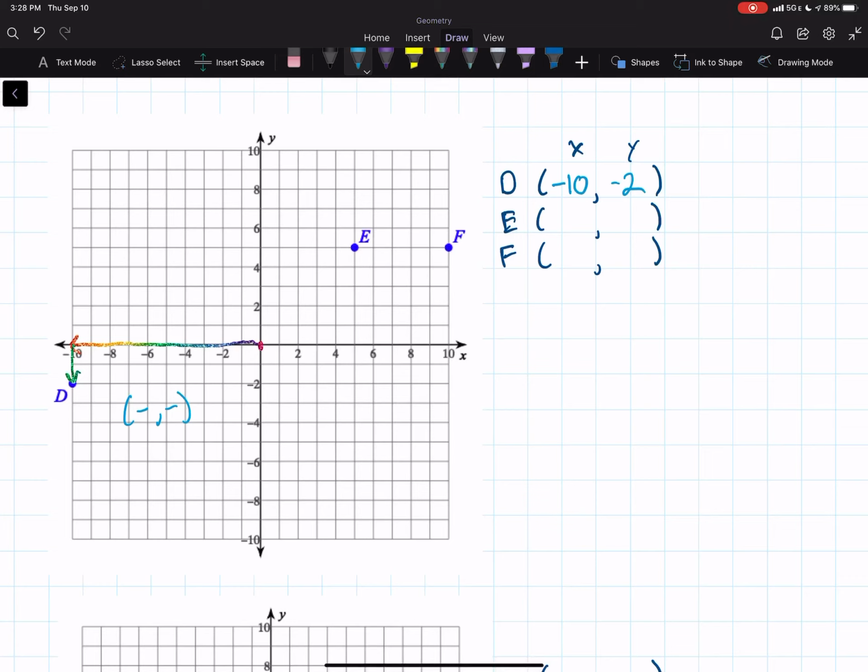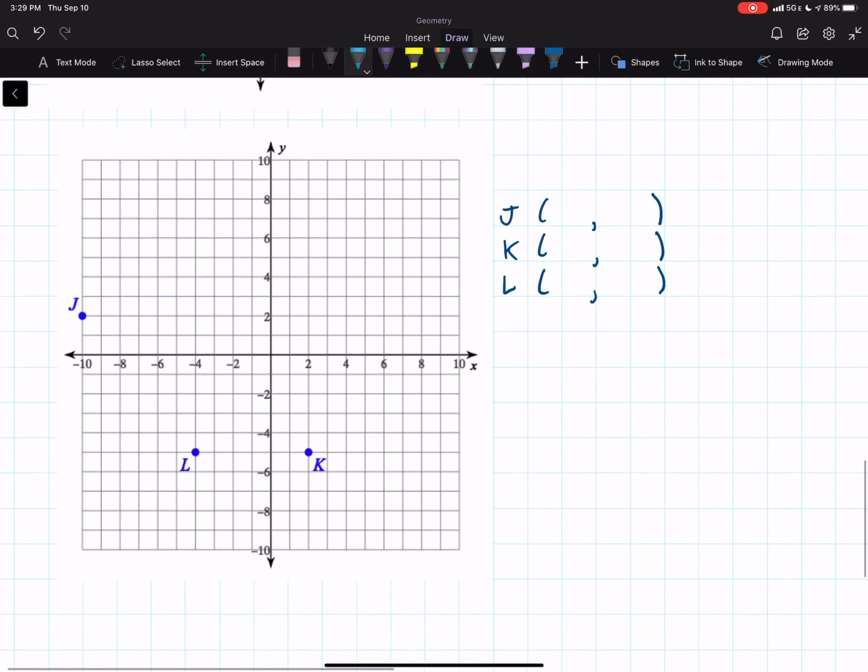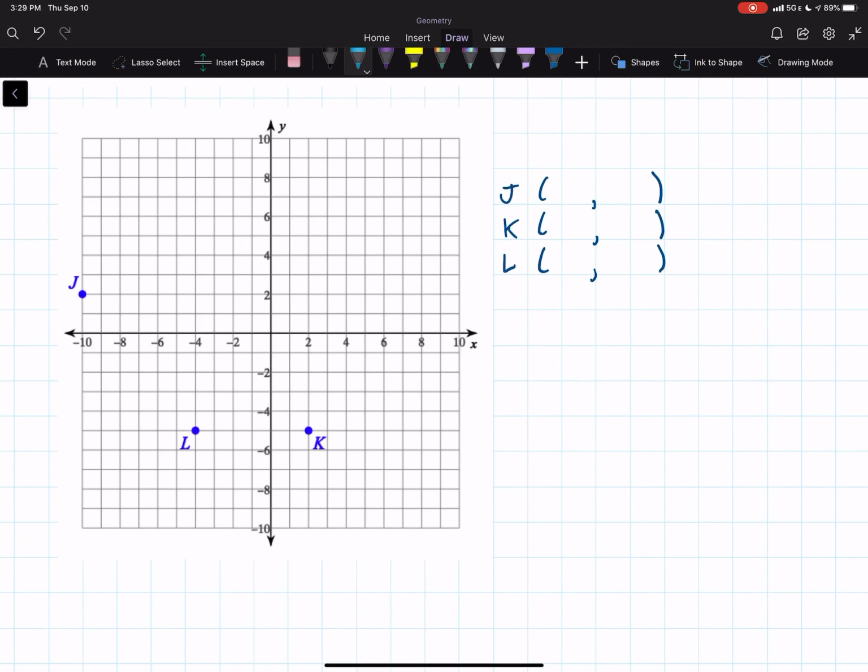All right, so let's look at E. My thinking here is starting at 0, I go over 5. So I'm going to have 5 as my first number, and then I'm going to go up also 5. All right, then on the last one, F, I'm going to go all the way over to 10 and up 5. So it's actually a combination of the other two. All right. Go ahead and try this one on your own. Pause the video and then come back when you're done and check your answers to what I do.